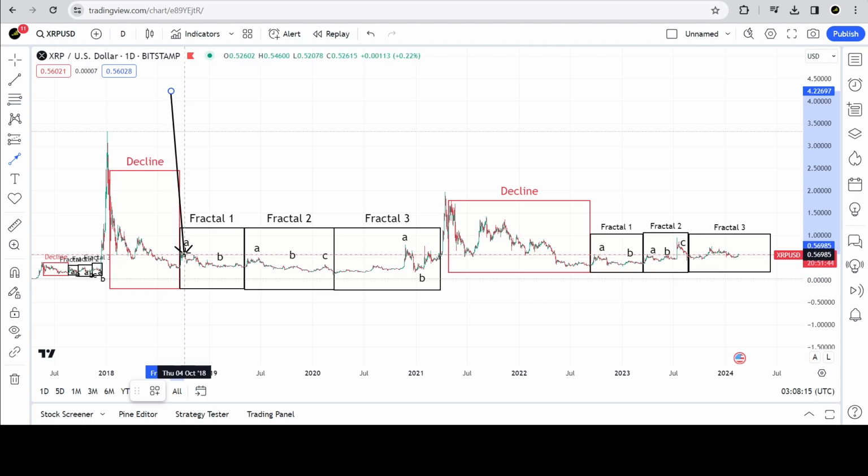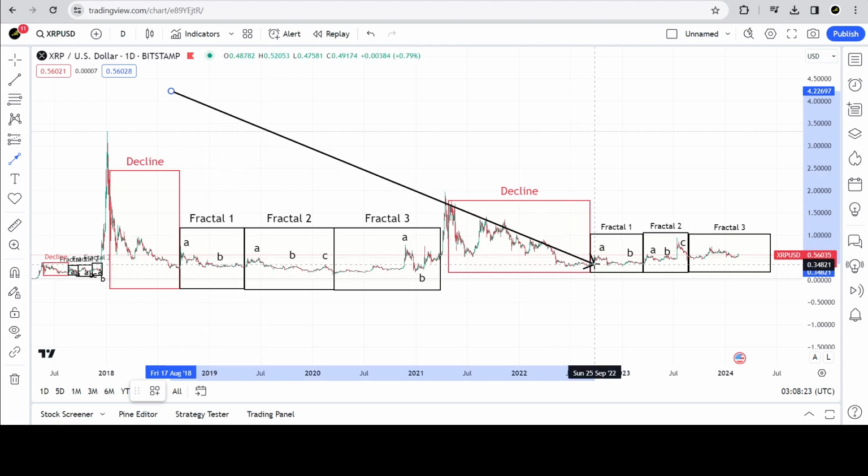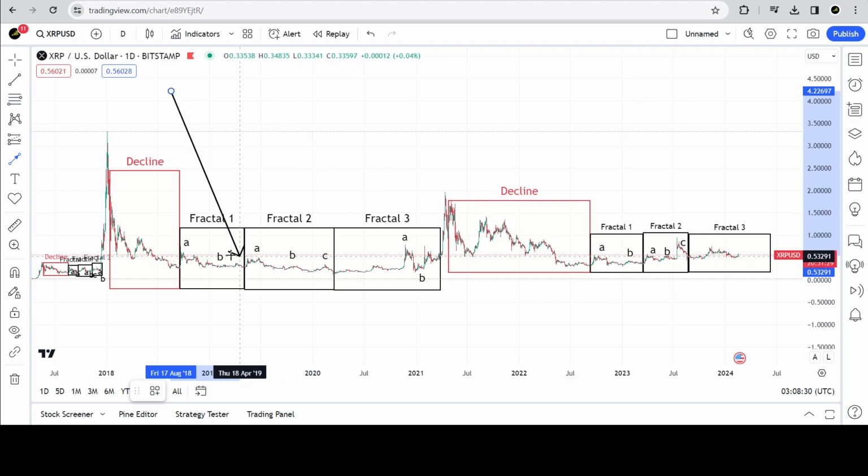Part A, where price moves up, it moves back down, and then part B, where it just kind of goes flat. Sometimes B angles down like this. We see that over here with part A, where it moves up in fractal 1, it moves back down, and then part B, where it went flat, just like it did over here.